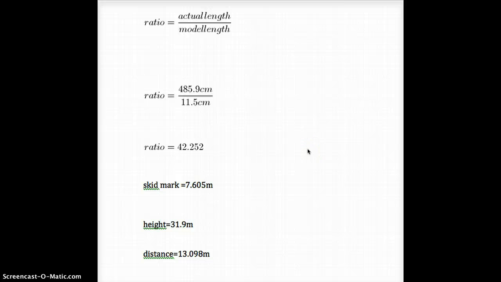To determine the ratio, we took the actual length and divided it by the model length. Once we found that, we got that for every 1 centimeter in the model, it was equal to 42.252 centimeters in the actual problem. This made our skid marks 7.065 meters, our height 31.9 meters, and our distance 13.098 meters. Now that we've determined the length of the skid marks, we can see how fast he was going.